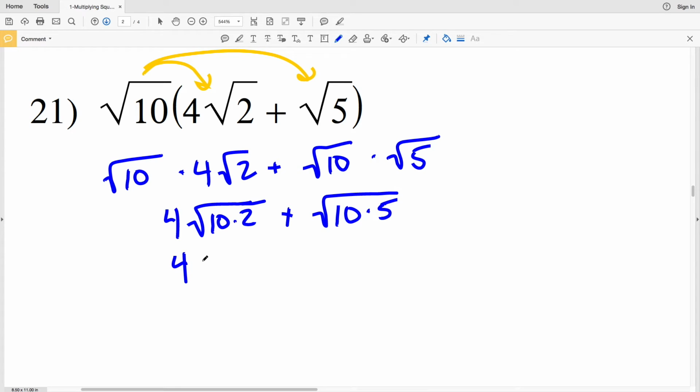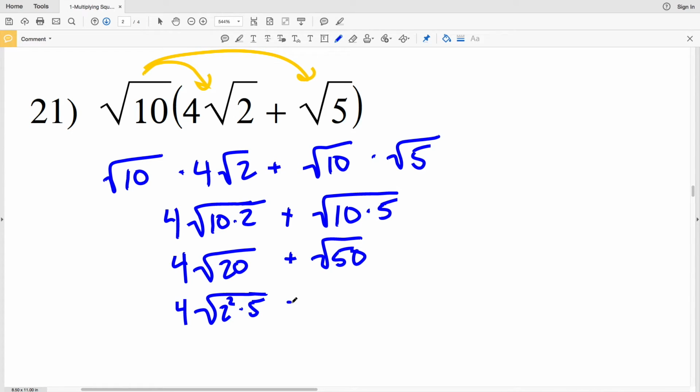4 times the square root of 10 times 2 is 4 times the square root of 20, plus the square root of 10 times 5 is the square root of 50. Now I'm going to have to simplify each of the square roots. The square root of 20 I can rewrite as the square root of 2 squared times 5, since 4 times 5 is 20, plus the square root of 50 I can rewrite as the square root of 5 squared times 2, since 25 times 2 equals 50.